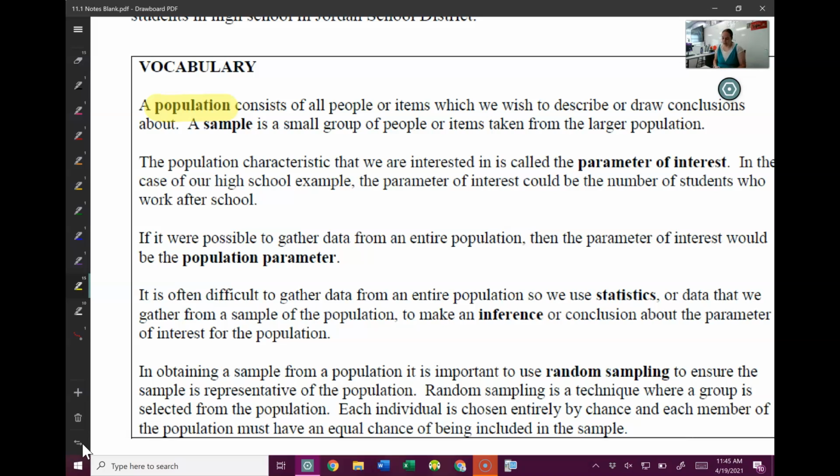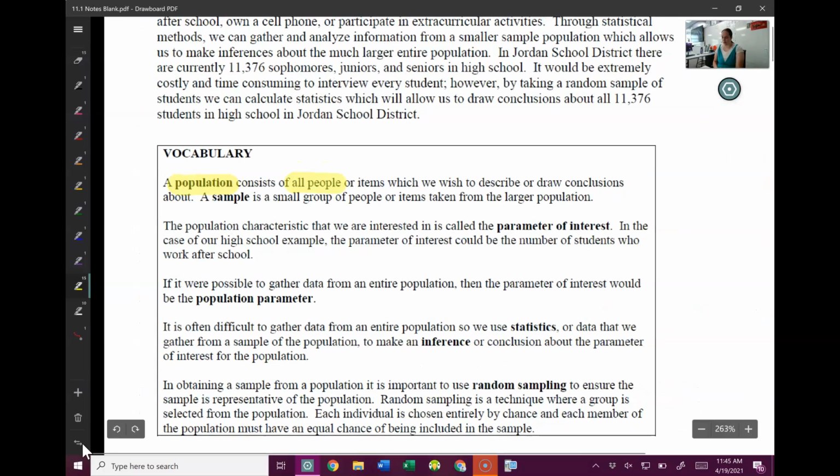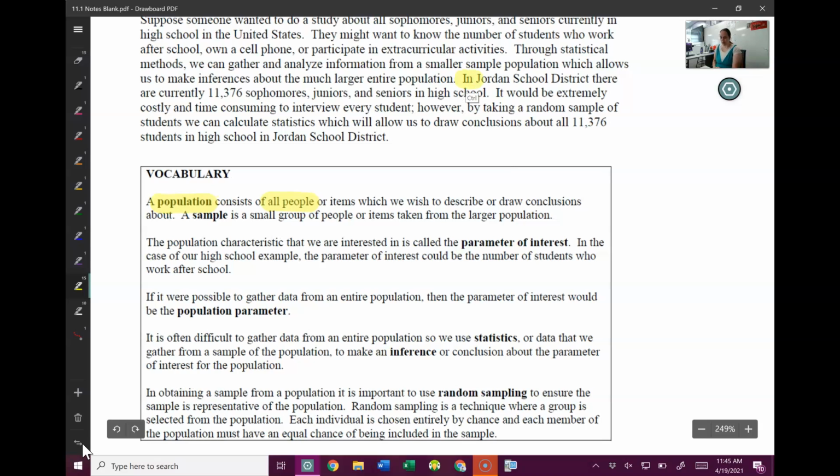A population is all the people you want to know something about. So, what we'll be talking about a lot this chapter are things like surveys. So let's do an example right up here. In Jordan School District, there are currently 11,376 high schoolers. That could be your population, every single high schooler in Jordan School District.